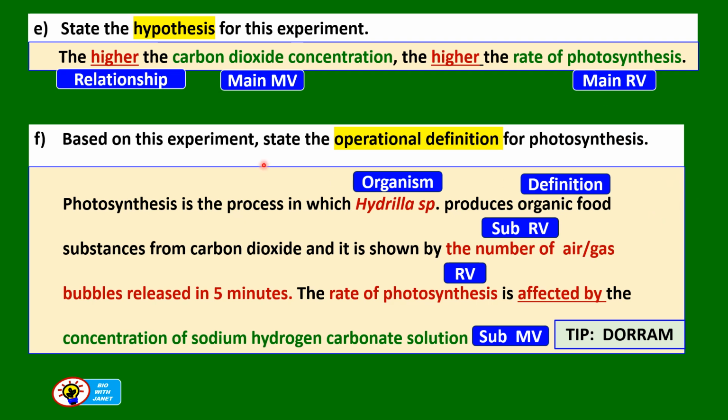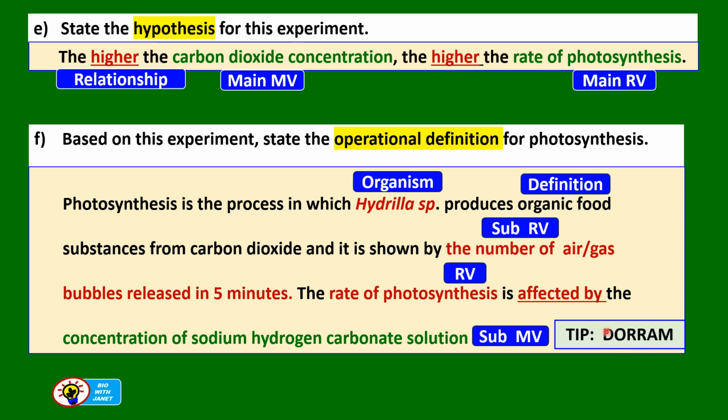Next, let's go on to an important question that some students don't know how to write the answer. Based on this experiment, state the operational definition for photosynthesis. All right. Now, based on this experiment, so not on the last experiment about light intensity already. This is about carbon dioxide concentration, the effects of carbon dioxide concentration. So you must state the sub RV and sub MV from this experiment.